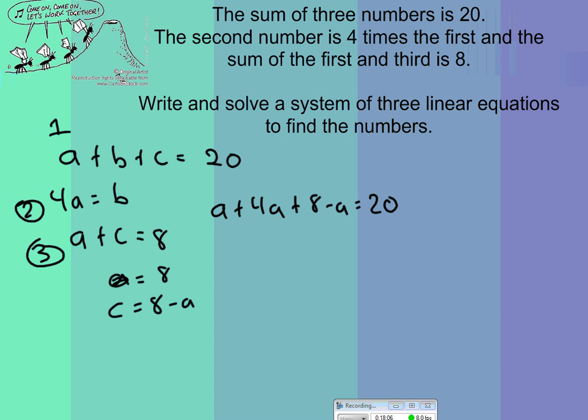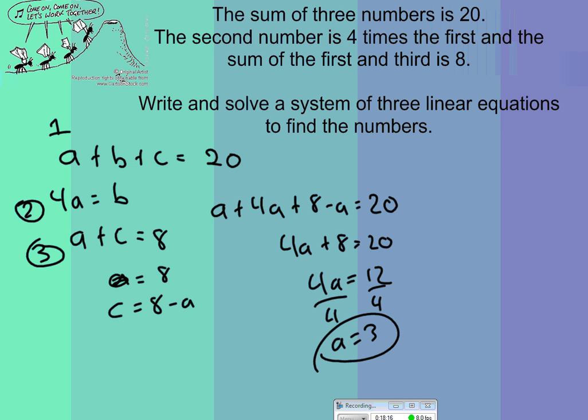So that's going to be 5A minus A is 4A plus 8 equals 20. So 4A equals 12. So A equals 3. B is 4 times 3, so B is going to be 12. So 3, 12. A plus C has got to equal 8, so C's got to be 5. Those three add up to 20, and I'm good.